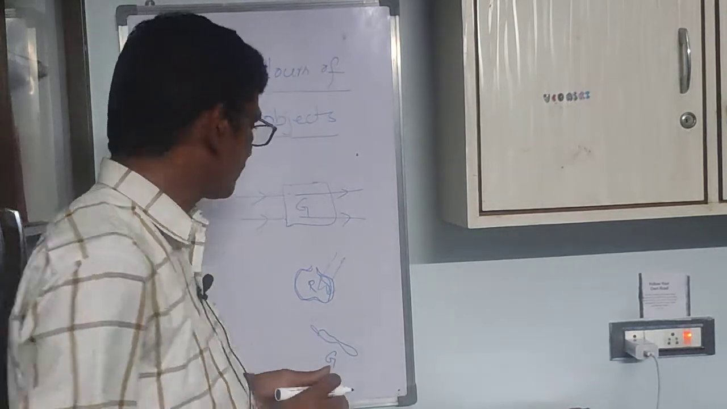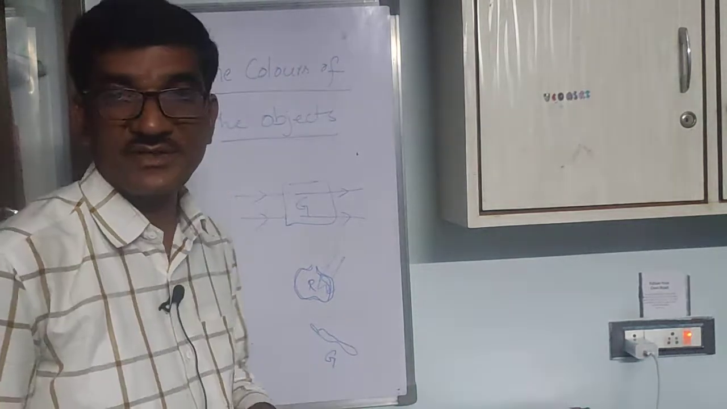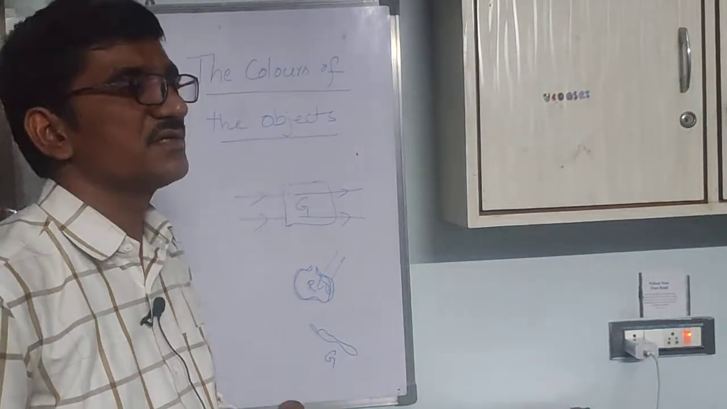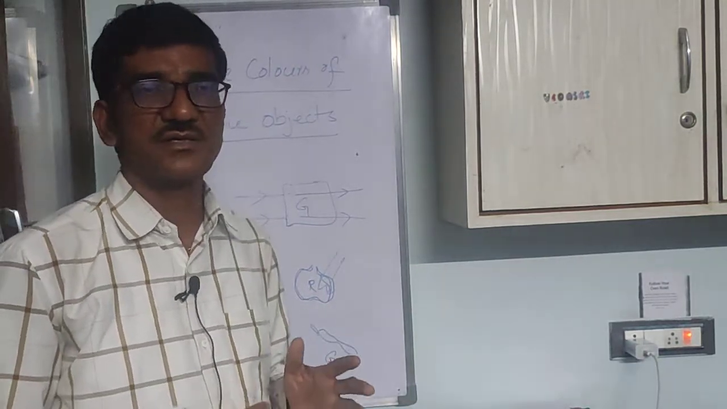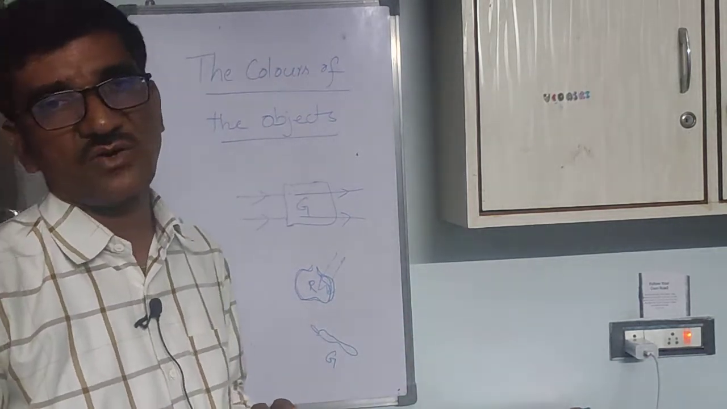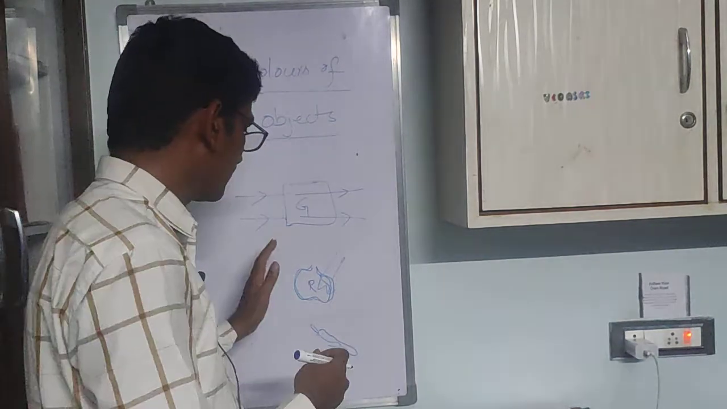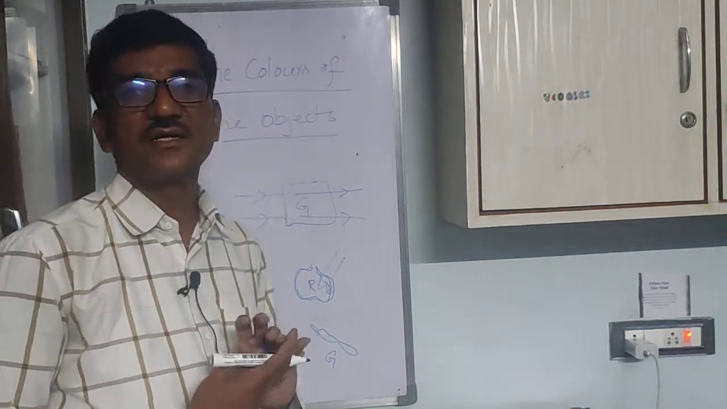That is the reason for the colors of the different objects. That means that's why different objects look like different colors. This is the origin. This is a very simple way of explaining the colors of the objects in nature.